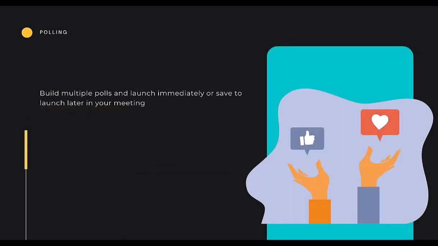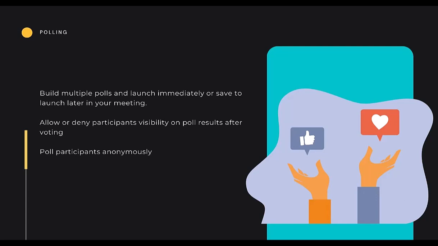The polling function allows you to build multiple polls to either launch immediately or to launch at specific points throughout the meeting. Make poll results visible to participants or keep confidential. Allow for anonymous or named polls. Close a poll during the meeting and receive poll results post-meeting.